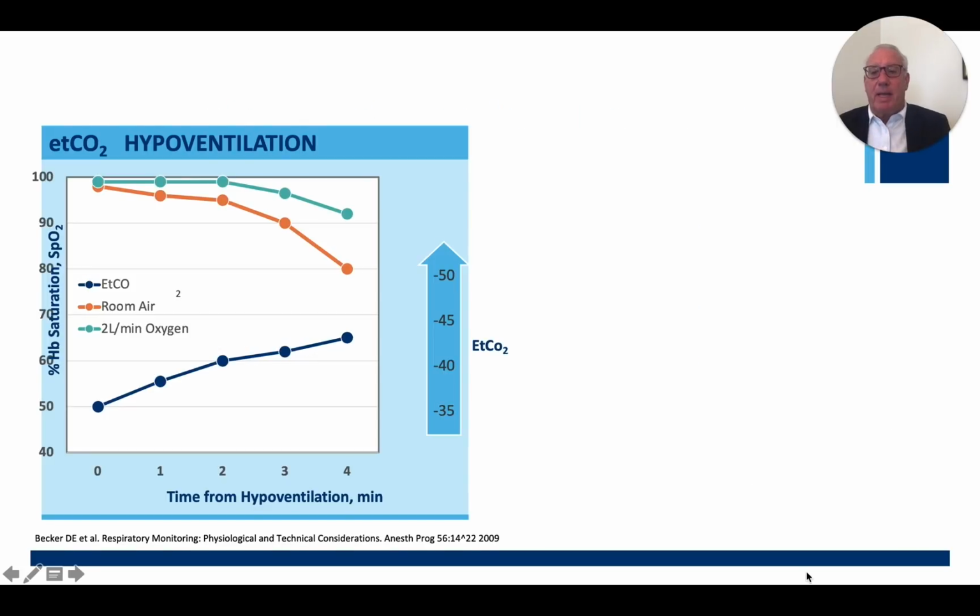When we think about end-tidal CO2 and hypoventilation, again, presuming effective breathing, maybe at a slow rate, as our end-tidal CO2 rises, our oxygen will fall in time because of reduced volume of oxygen in the underventilated alveoli. We can see the effects of just 2 liters of nasal cannula can suppress the diminution in the oxygen saturation for several minutes and much earlier than if people are on room air.